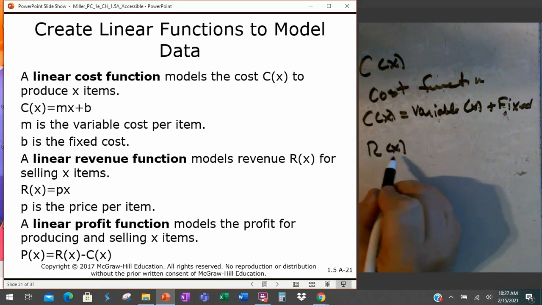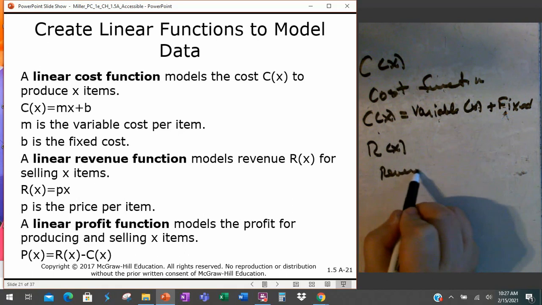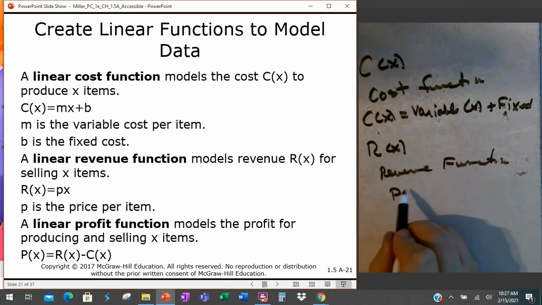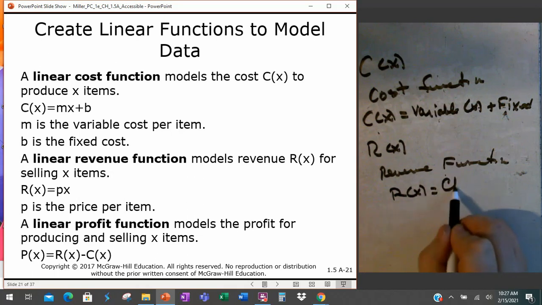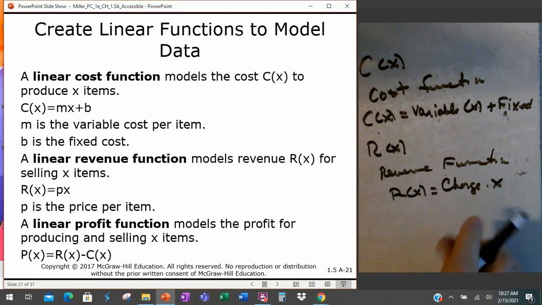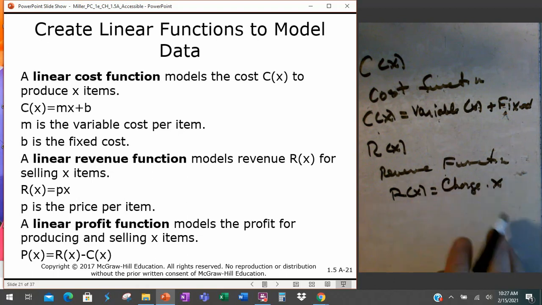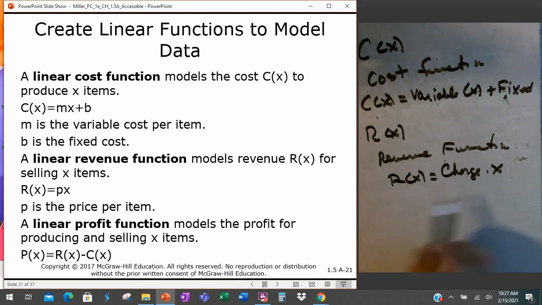Usually R is used for revenue. Now we're into the revenue function, and your revenue is just what you charge, however much you charge times X, or the number you sell. So if you sell 10 items for $20 a piece, that's your revenue. Naturally you're going to have some sales and all that stuff, but you want your base thing to set everything. This is the basic thing to look for.